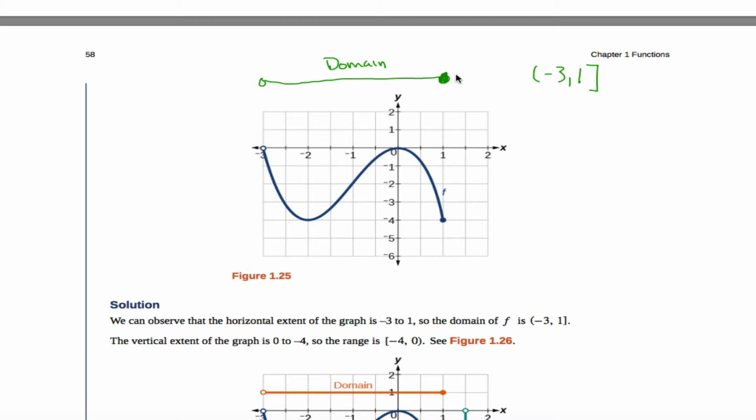So the range is similar, except now it's all possible y values. So I want to do the same thing, but think about all possible heights that come out of this. And you're like, okay, it looks like it gets as low as -4, and it gets as high as 0 here. And you're like, the -4 is included because I have a closed circle here, and the 0 is not included because this is an open circle.